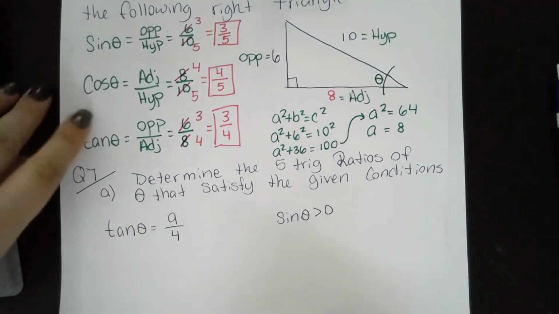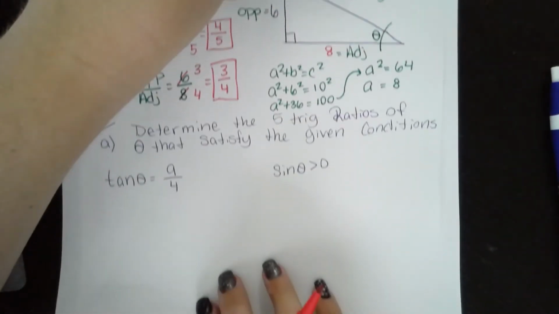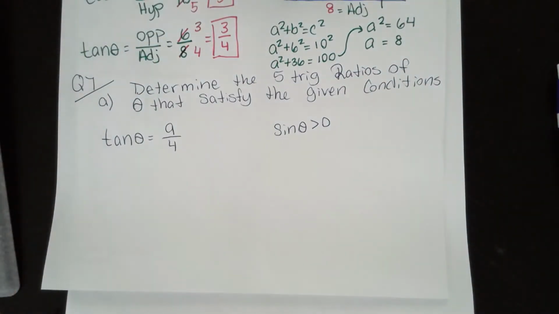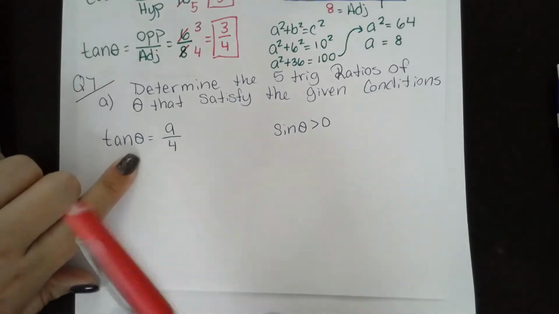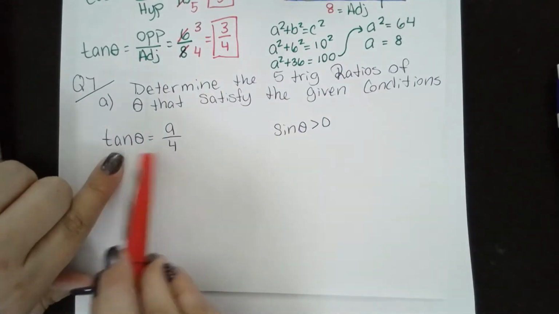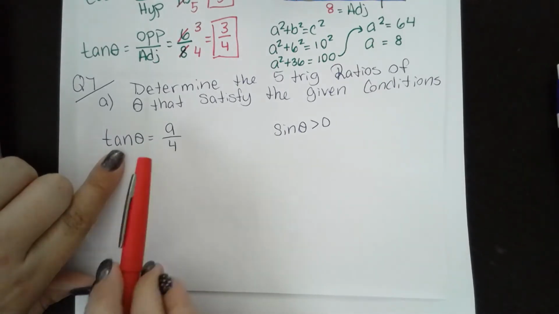If we look at, hold on, let's see if I can move this up a little bit more. Okay. If we're looking at number 7, it says determine the 5 trig ratios of theta that satisfy the given conditions. The difference between 6 and 7 is that 6 does not give you conditions. The condition here is that tangent of theta, they gave you a ratio. And then that also tells you if tangent is positive or negative.